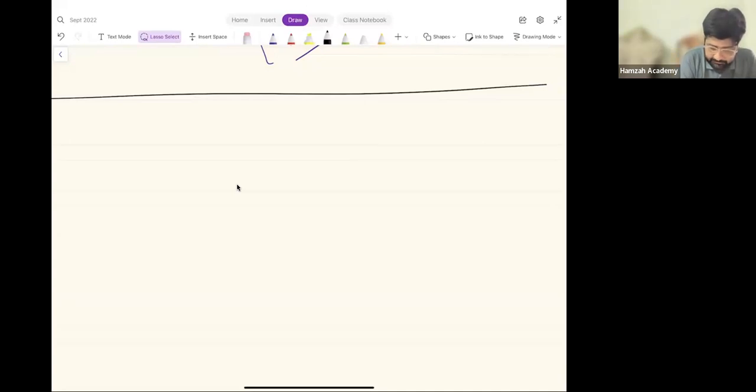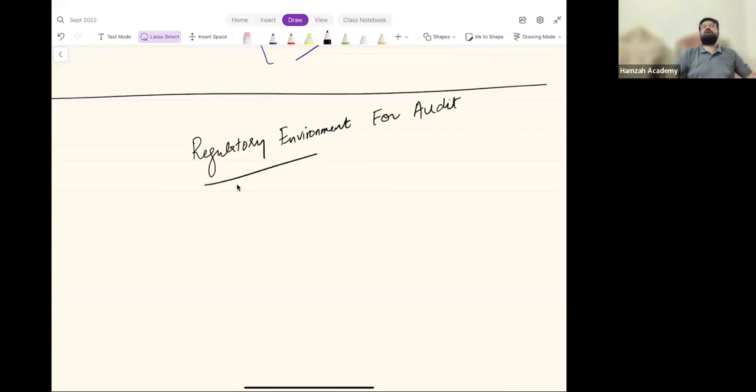The first question is, what is regulatory environment for audit? Regulation means that the auditor is to be controlled, to be monitored, to be directed, to be guided. Someone is watching over the auditor. This is called regulation of audit. So when we talk about regulation of audit, the question is, why regulate audits? Tell me, why is there a need?